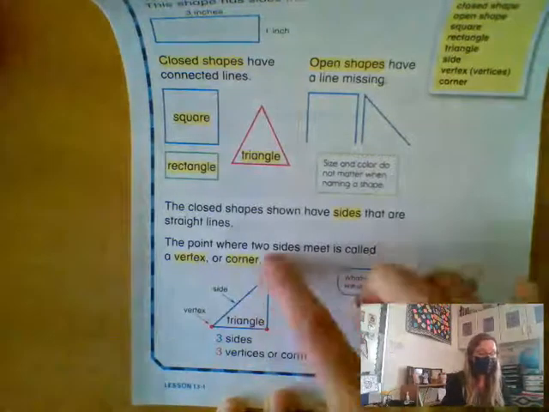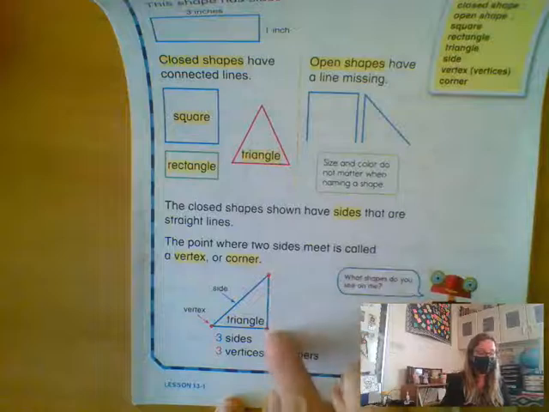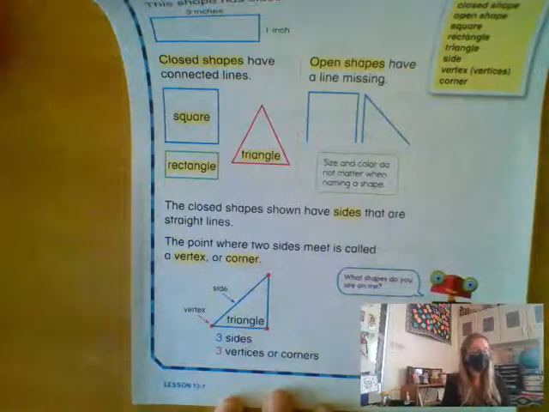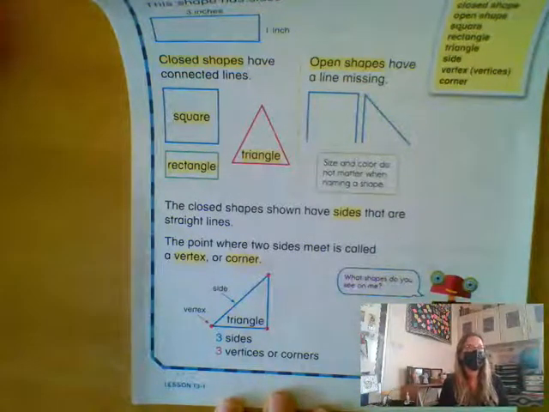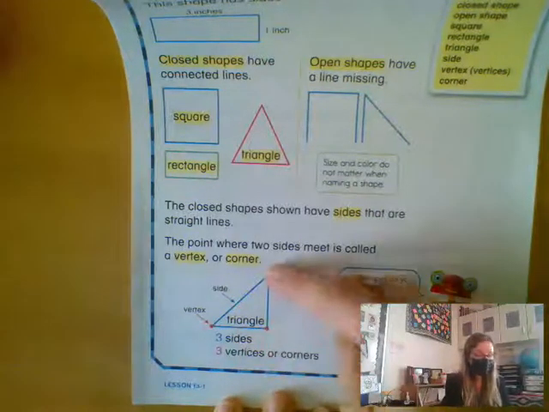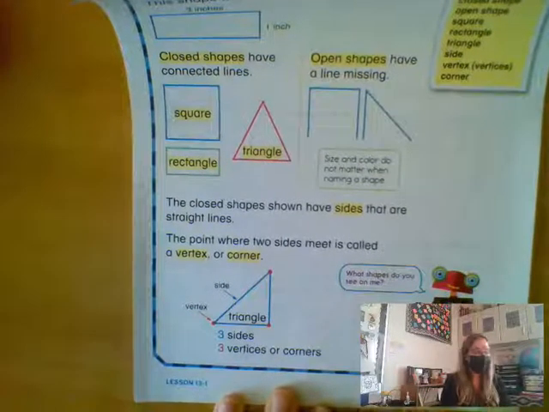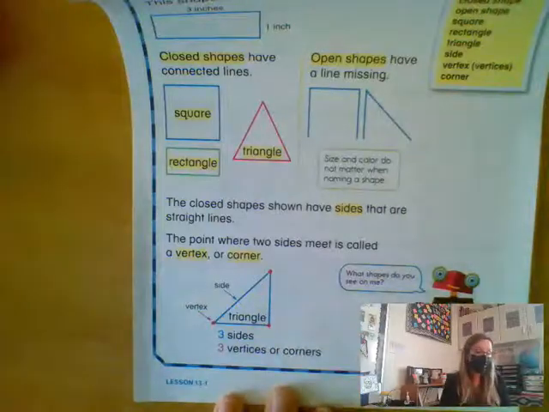And we call those the sides. And they also have corners where the lines meet. And we call those corners, each one is called a vertex. And when you have more than one, like this has 1 vertex, 2 vertex, 3 vertex, we call them vertices or vertexes.